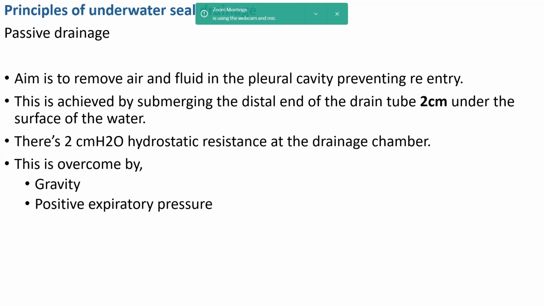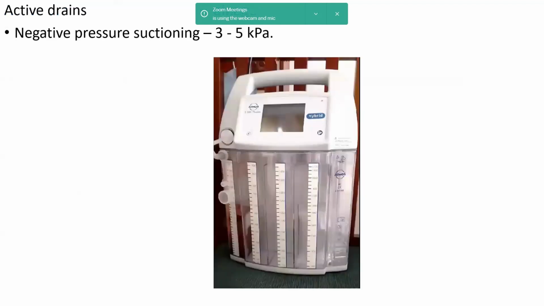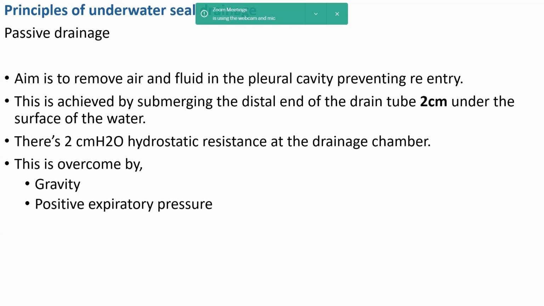Usually when we insert an IC tube, we insert it for indications such as pneumothorax or hemothorax. In those conditions, the intrapleural pressure actually becomes positive. Usually it is negative, but when there's some content inside, it becomes positive. So this drainage occurs because of gravity as well as the positive expiratory pressure. If we don't keep the tube under the water column, then during inspiration, when the intrapleural pressure becomes negative, air will just go in, and there won't be any effect of the tube. That is the actual basic principle of the passive drain that we use commonly.